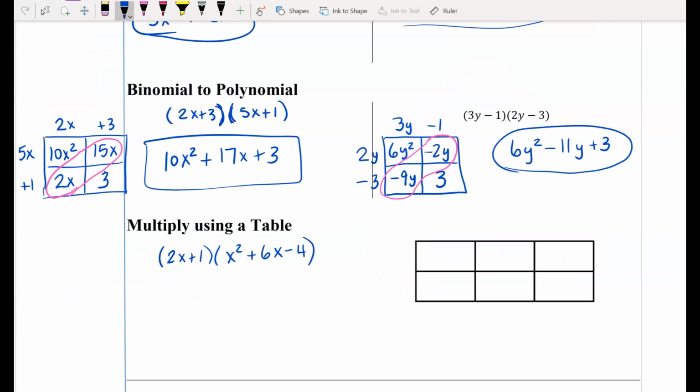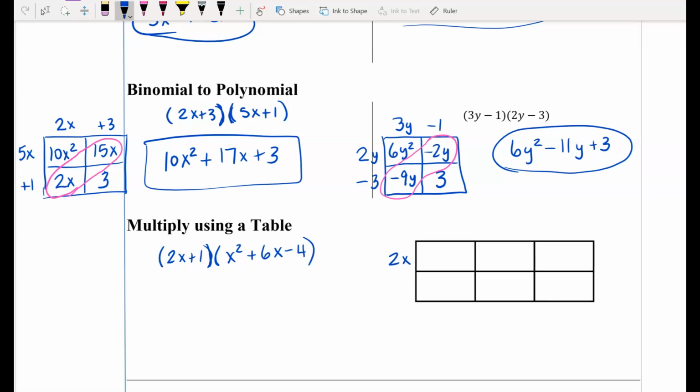If you have bigger polynomials, then you just need a bigger box. Remember to look at the parentheses. You're only multiplying if those parentheses on the inside are right next to each other. If there's a plus or a minus in between there, then that's a different type of problem. It's like our last lesson. But if the parentheses are next to each other, we're multiplying.